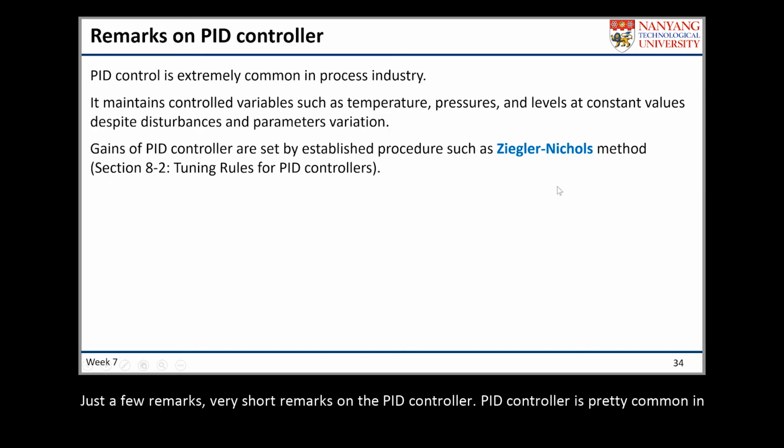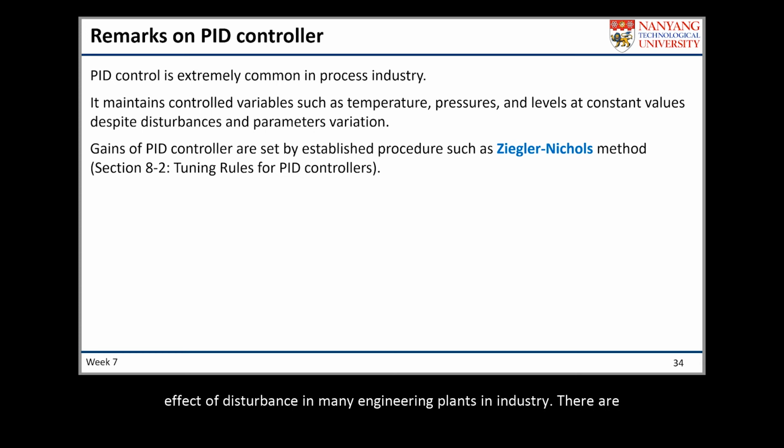Just a few very short remarks on the PID controller. The PID controller is pretty common in industrial applications. Sometimes it is used to maintain temperature, pressure, or level at a constant value, and also to minimize the effect of disturbance in many engineering plants in industry.